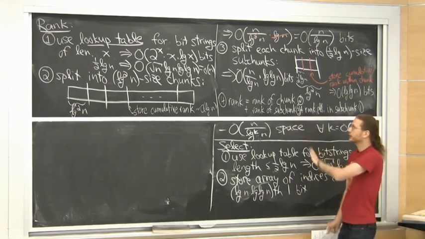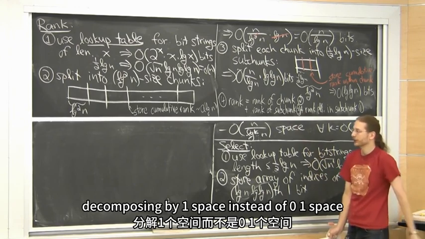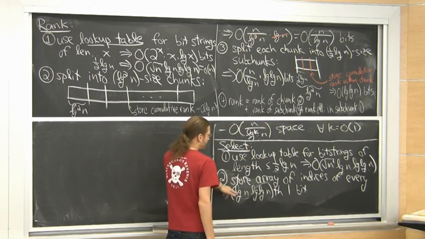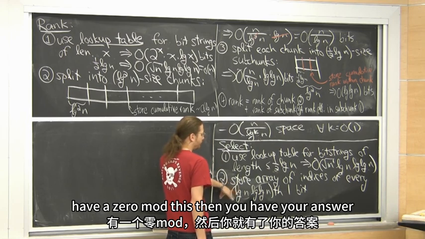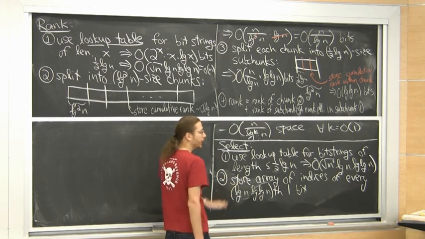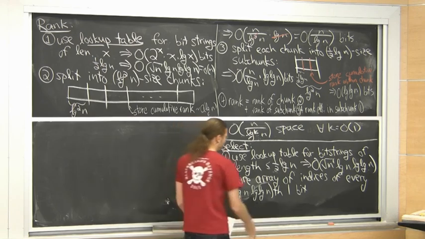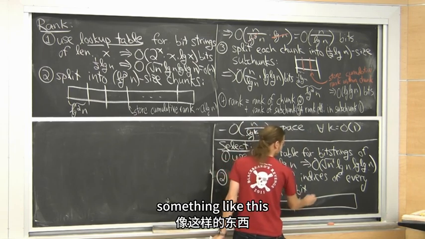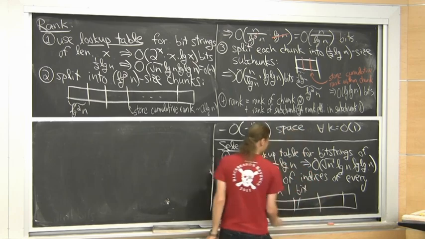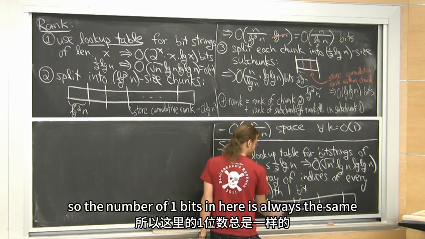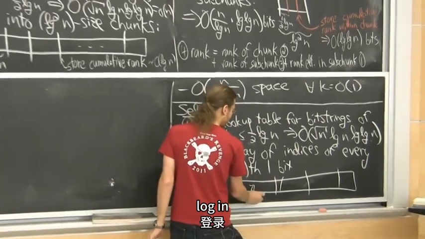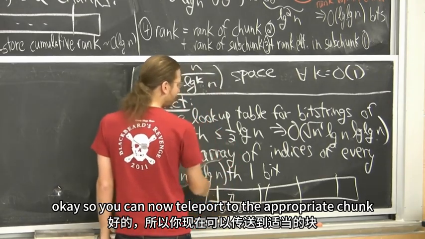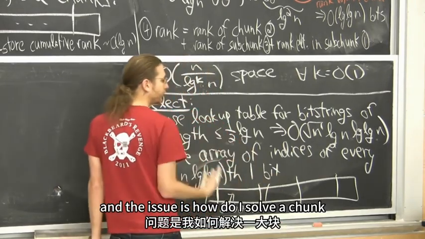Okay, so it's different, decomposing by 1 space instead of 0, 1 space. And so for those guys, we just store an array. If your query happens to be 0 mod this, then you have your answer. Otherwise, you still need to query within the chunk. In some sense, the array has gotten divided something like this. So the number of 1 bits in here is always the same: log n 1s. Okay, so you can now teleport to the appropriate chunk, and the issue is how do I solve a chunk?